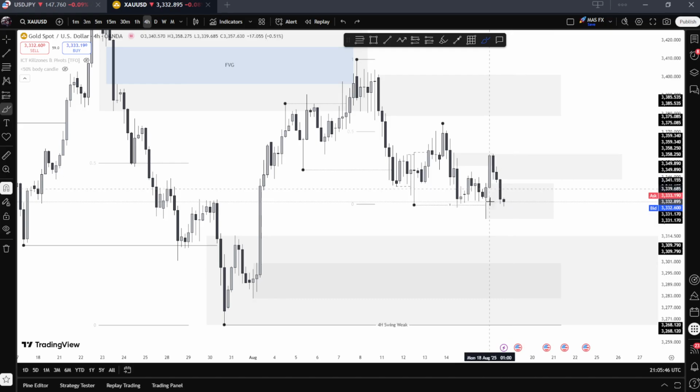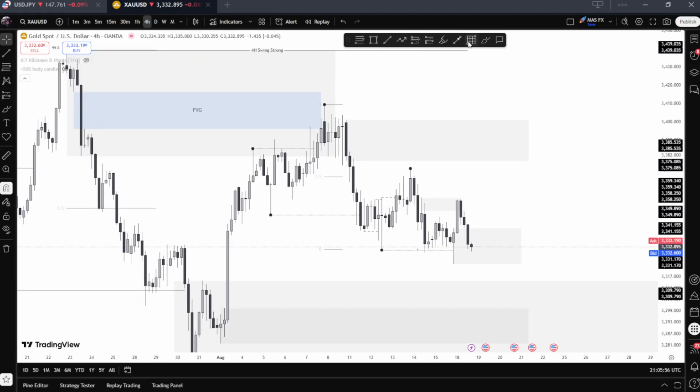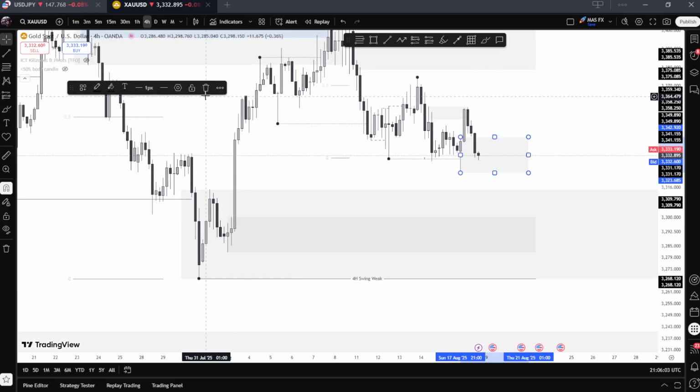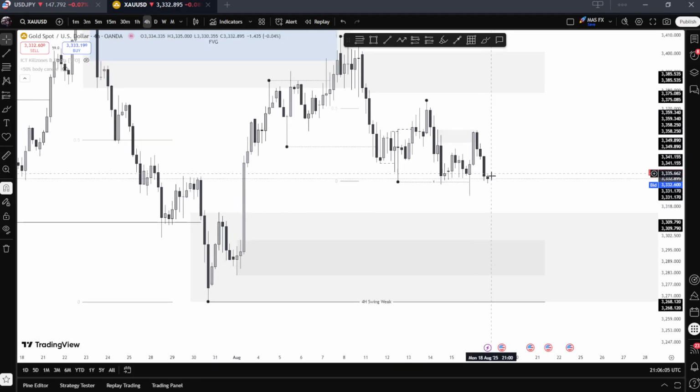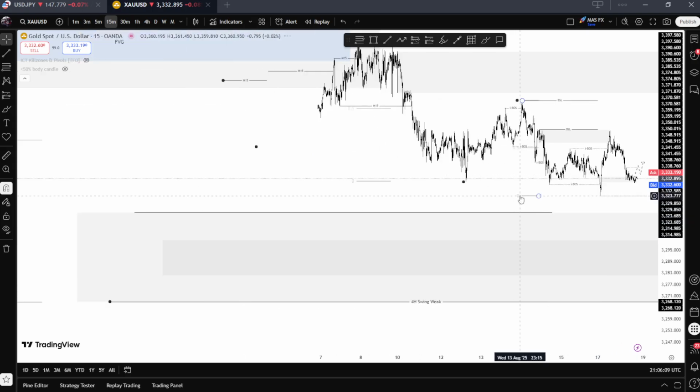If we get a market structure shift on my lower time frame, which is the M15, we can look to take a trade from here to target this buy side liquidity above these highs. And then potentially we could also look for this high here. So let me just drop down to the M15, show you guys what I'm looking at on the lower time frame for my execution.